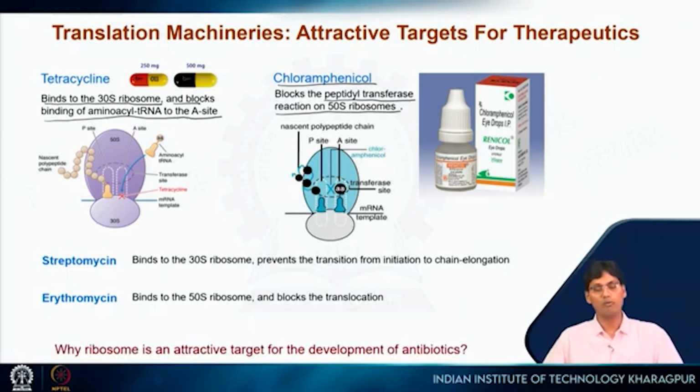And this is one interesting question you may try to look into. What could be the possible answer for why the ribosome is an attractive target for the development of antibiotics? Because if you try to buy 100 different types of antibiotics from a medicine shop, you will find that many of them are targeting the ribosome. But what's the reason for that?